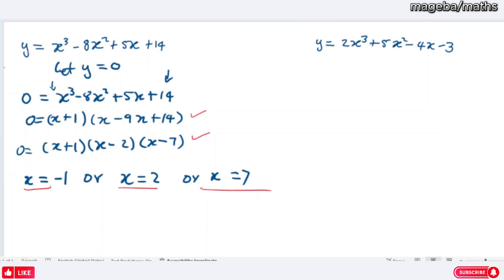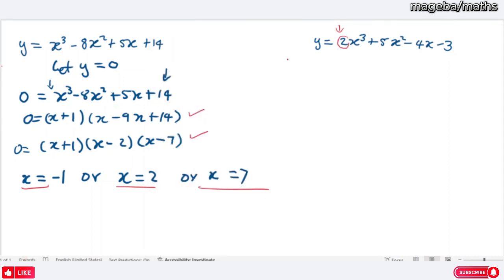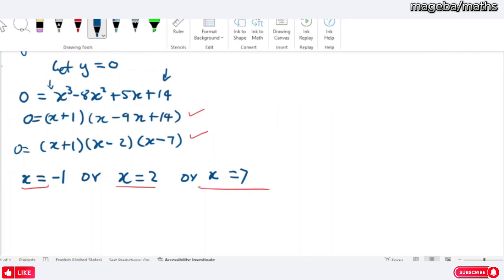Now let's do this one where my a value is not 1. Good people, now we are going to focus on this one here, where it now has a value here. The value of a here, it's what? It's not 1. And let's get to it right now.